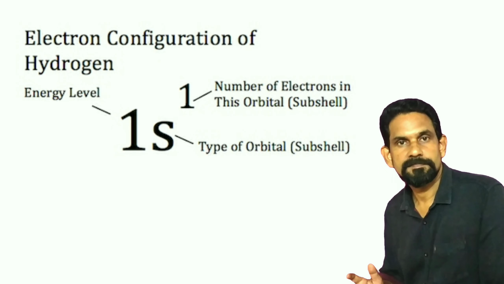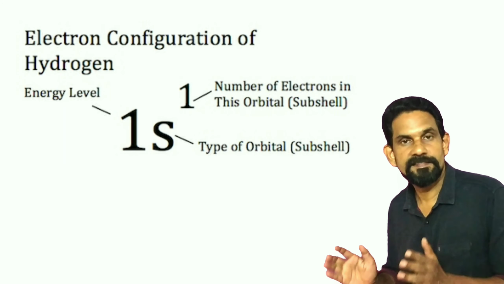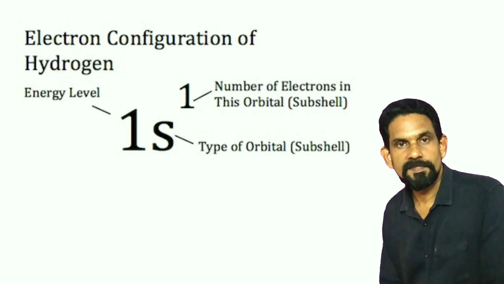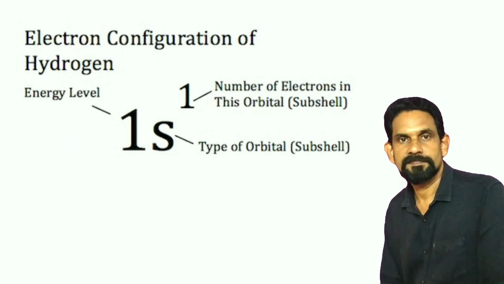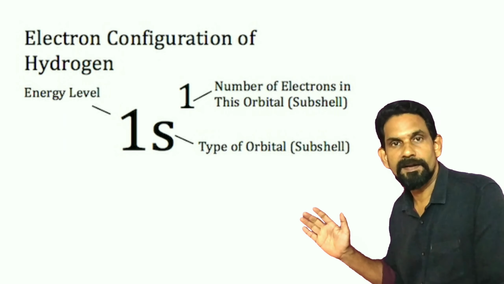The next is how we can write the electronic configuration, or subshell electronic configuration. If we know the atomic number, we can write the subshell electronic configuration. First one, hydrogen. Its atomic number is 1, that is Z is equal to 1. Then how will you write the subshell electronic configuration? It is written as 1s1.